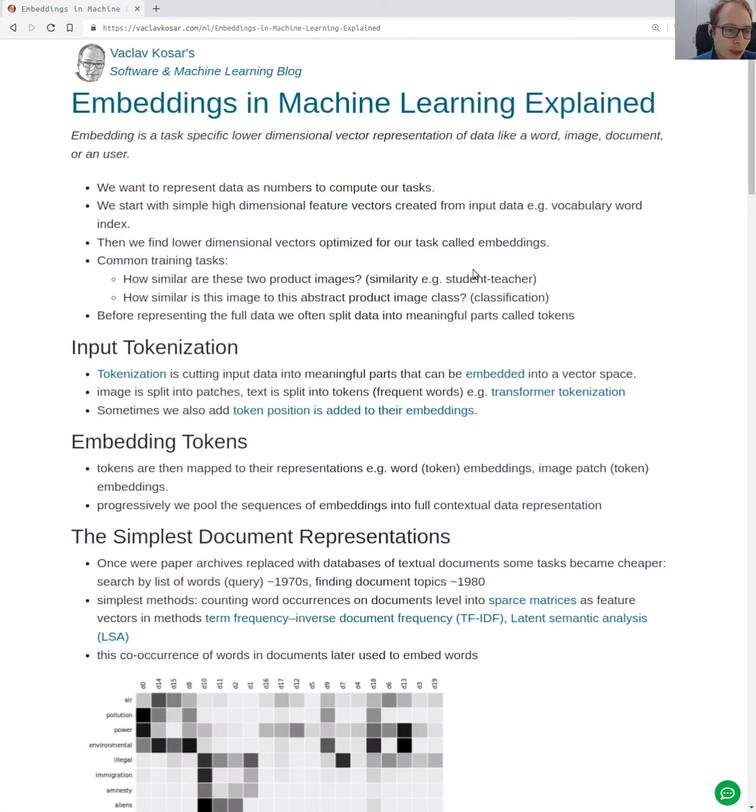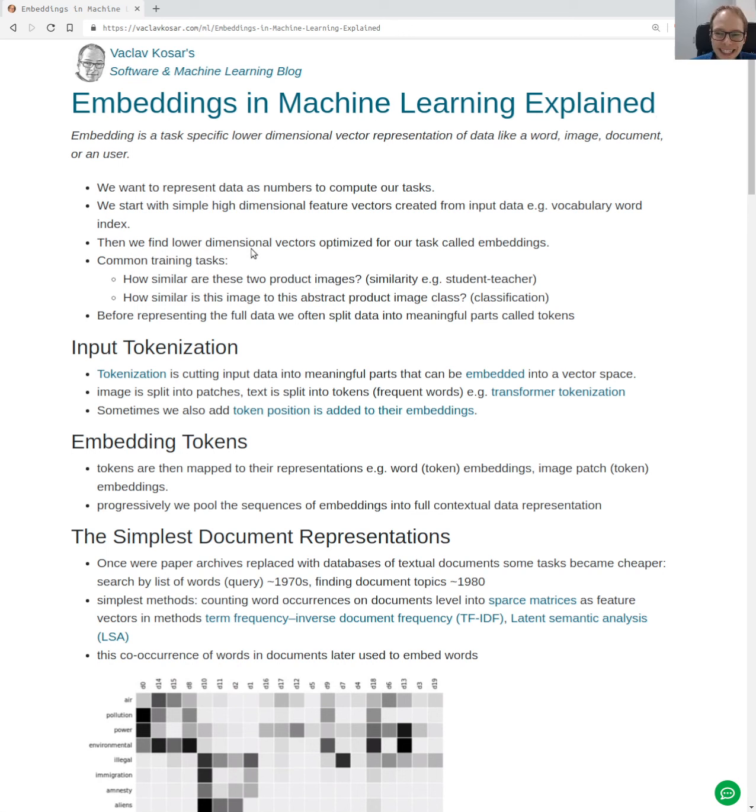There are other ways to do this. And then we find the lower dimensional vectors that are optimized for our tasks. And these are called then embedding representation. They represent pieces of our data or the entire data piece. So these are called embeddings. These are vectors in some vector space.